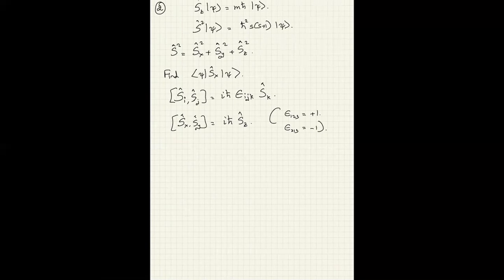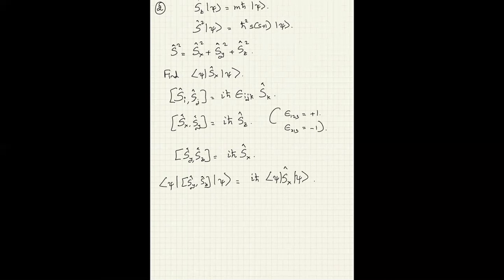What I want is this: if I put i equals y and j equals z, I get the commutation relation [Sy, Sz] equals i h bar epsilon y z x, that is 2, 3, 1, which is also 1, times Sx. Because I need to figure out the expectation value of Sx, let me sandwich this between psi and psi. The right-hand side is the expectation value of Sx, which is what I want to figure out.